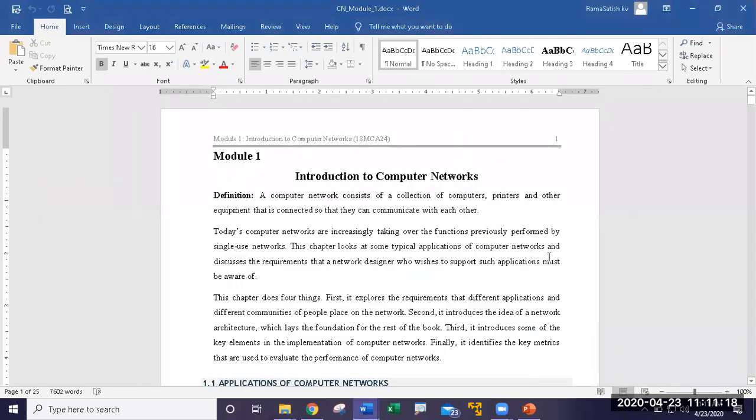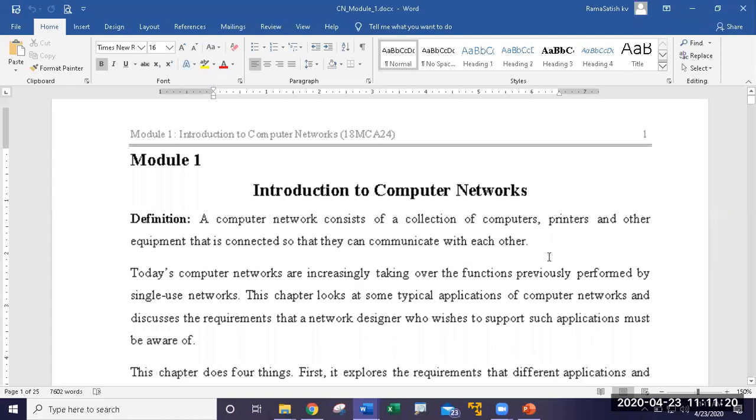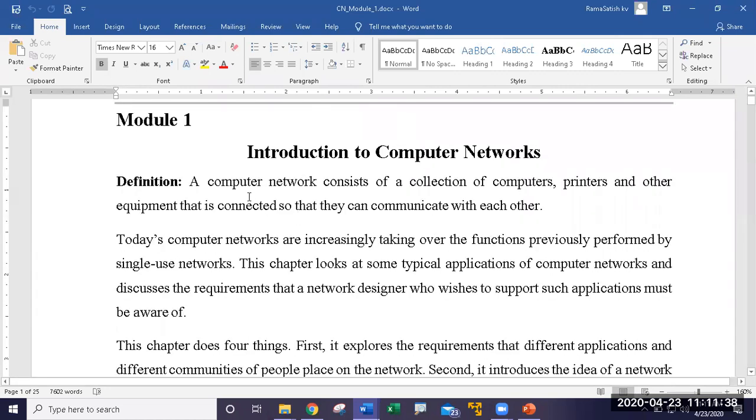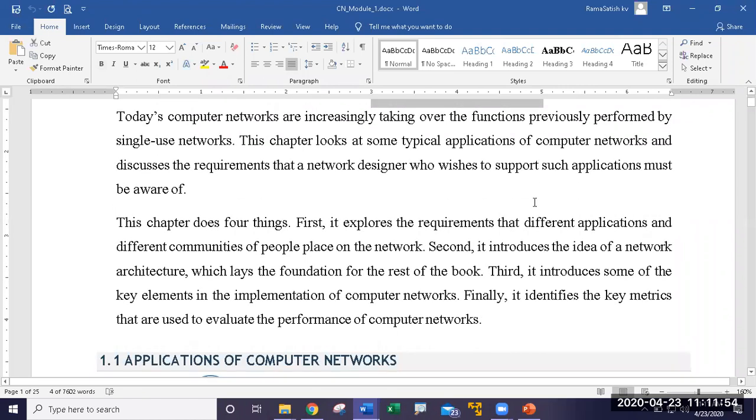Hope everybody has the module 1 notes. If you have module 1 notes, please have them in your hand so that we'll discuss one by one. The notes consist of 25 pages. The first part is about the definition of a computer network. A computer network is a collection of computers, printers, and other equipment devices that are used for communication with each other. Their main purpose is the communication between each other.